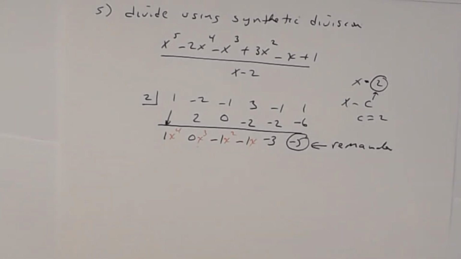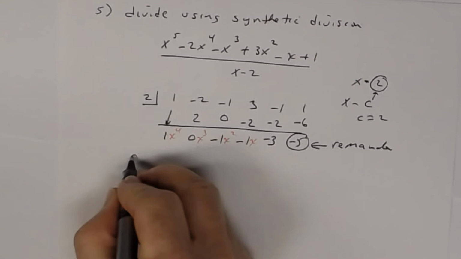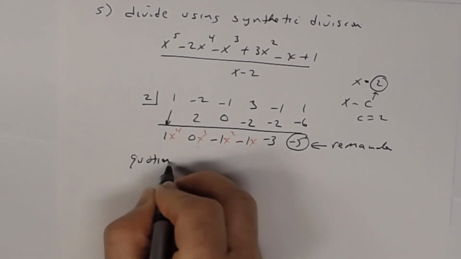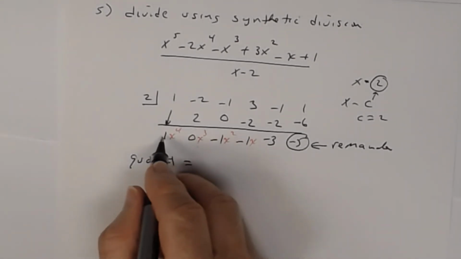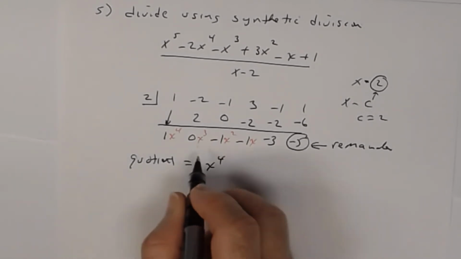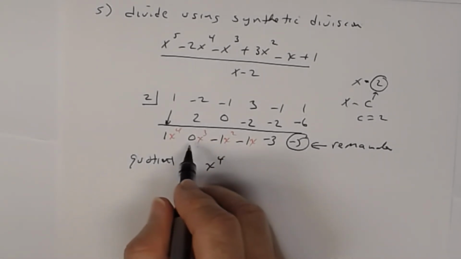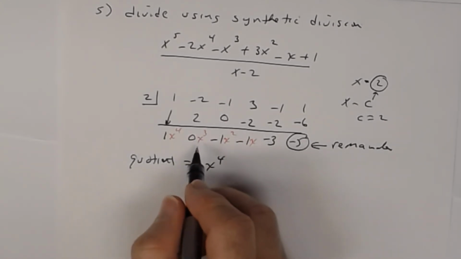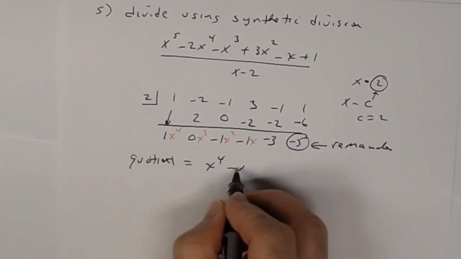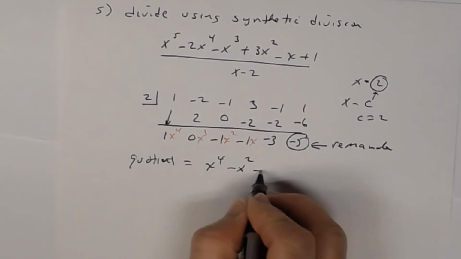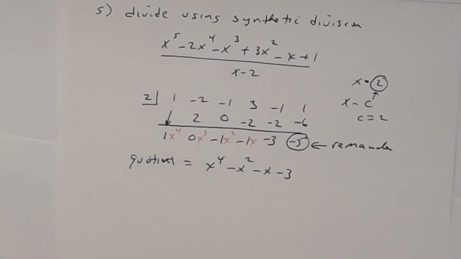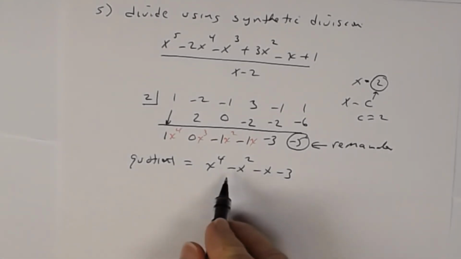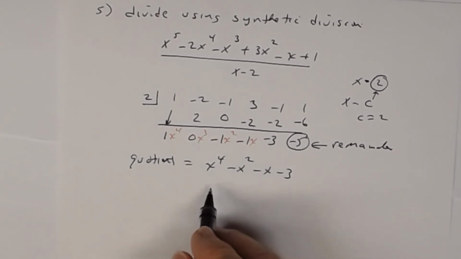All right? Okay, so your quotient is 1x to the 4th, or just x to the 4th. Now, see how this is 0x cubed? Don't put x cubed here. Just leave it off because it's 0x cubed. Minus x squared minus x minus 3. See how I wrote it? Notice I don't have that x cubed because it's 0.